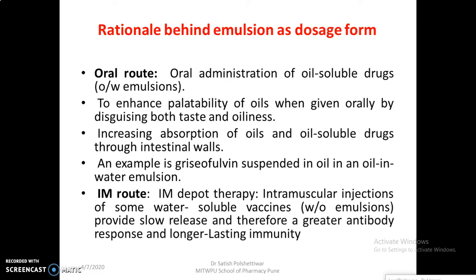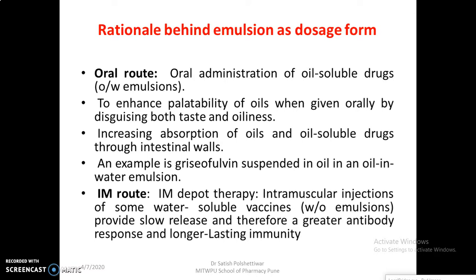When given orally, it is disgusting in both taste and oiliness; you cannot administer castor oil as such. But if you make it in this form, an oil emulsion, then it definitely enhances the bioavailability, the dissolution rate and absorption rate, increasing absorption of oil soluble drugs through the intestinal wall. For example, griseofulvin is a water insoluble drug. It is an oil soluble drug, suspended in an oil in water emulsion, and one can deliver it that way.